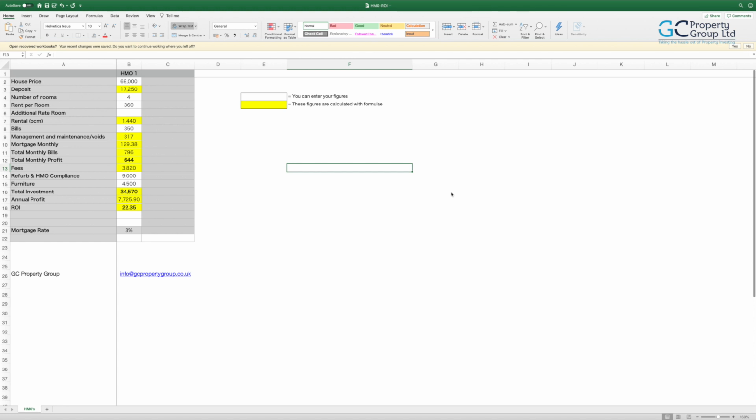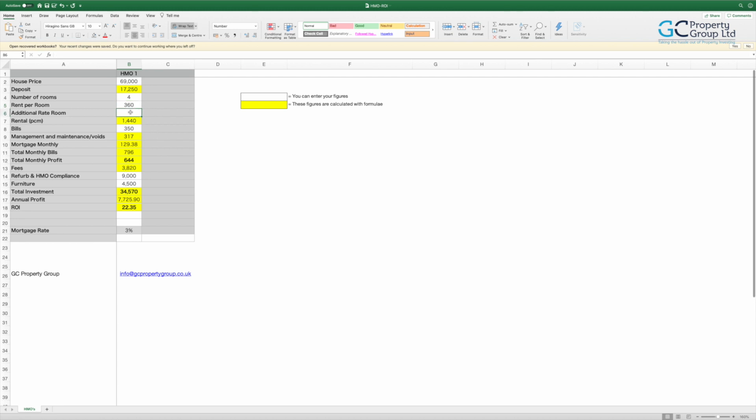So for this particular example, we are buying a house at £69,000, which means that we will need a deposit, which is typically again 25% of that, £17,250. Now, the number of rooms that this will do, if, for example, this was a 4-bedroom, would be entered here, and then the rate we could get per room entered there. So on average, this one will be £360.